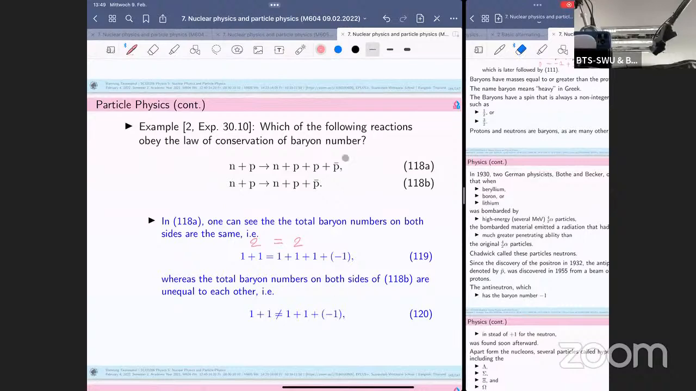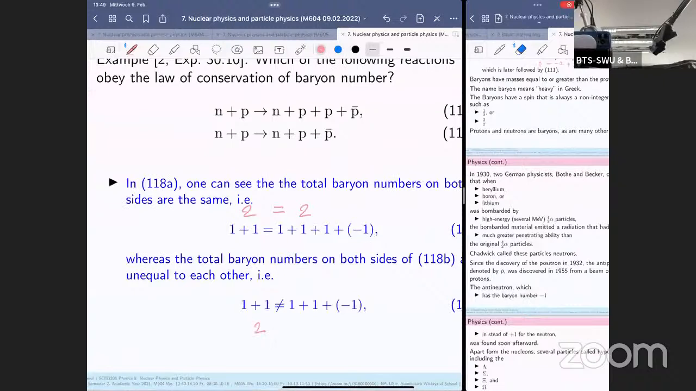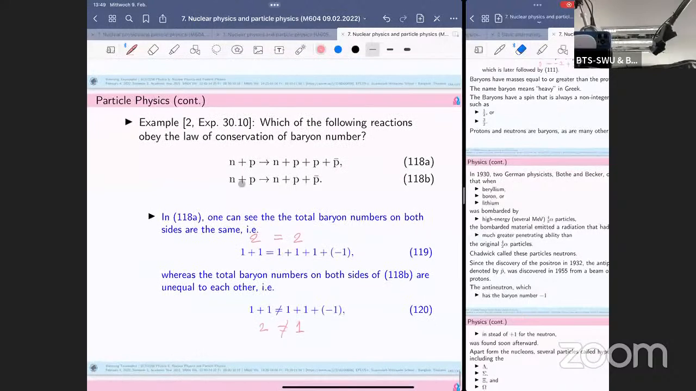Once you sum all of these baryon numbers, you would have 2 on the left-hand side and only 1 on the right-hand side, when both are not equal to each other. So this process, this decay or this reaction, is not balanced in terms of baryon number, so it will not take place in nature at all.